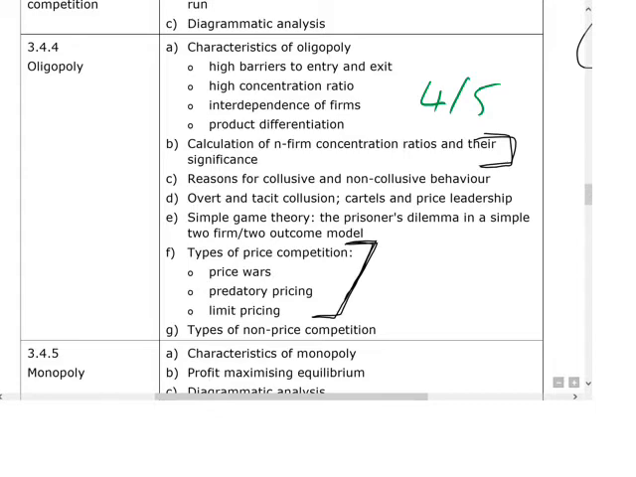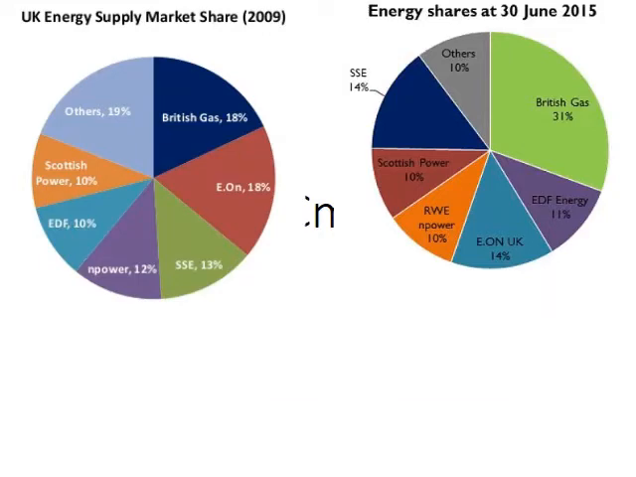And also types of price competition. So a price war is likely to be in an oligopoly market, so that's when firms go into a dominant strategy: predatory pricing to force firms out, and limit pricing as a barrier to entry to keep firms from entering the market in the first place. And then you've got the types of non-price competition: branding, advertising, and so on.